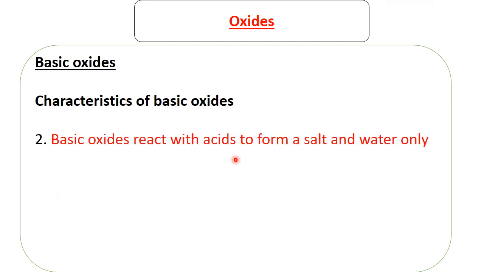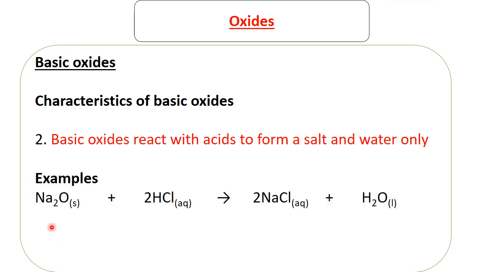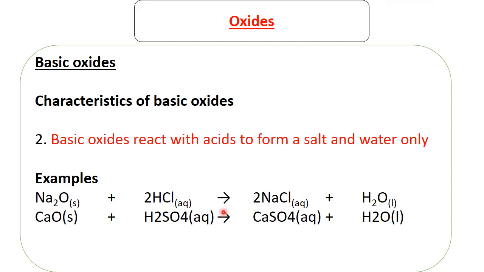The second characteristic is that basic oxides react with acid to form a salt and water only. So they also participate in a kind of neutralization reaction when they react with acids, because they behave like bases. An example is sodium oxide reacting with hydrochloric acid to form a salt, sodium chloride, and water. Then we also have calcium oxide reacting with sulfuric acid, H2SO4, to form calcium sulfate, which is a salt, and water.